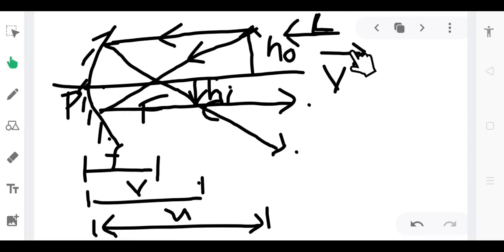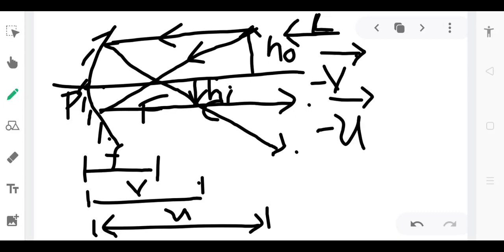So my traversal direction and the incident light direction are both opposite. So if a distance is measured opposite to the incident light direction, that quantity should be taken as negative. Now next, let us observe the object distance also. For the object distance, I have to move from the pole to the object. Here also, for the sign convention for object distance, the directions of the incident light and my traversal are both opposite, so it is negative.